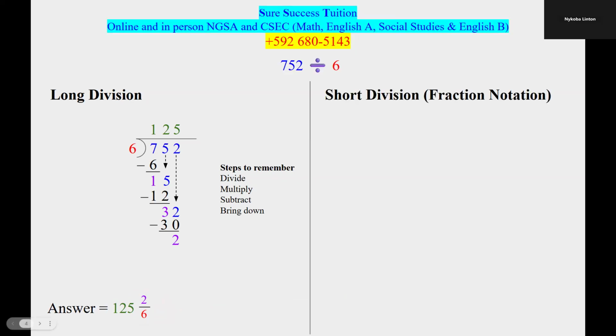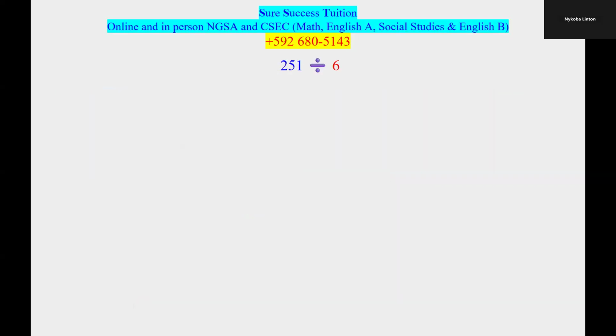So let's try short division fraction notation. Same process. 6 into 6, 1. 6 into 7, 1. We have a remainder, 1. Now 6 into 15, we have 2. We have a remainder, 3. Now 6 into 32, 5. And we have a remainder, 2. So again, the answer remains the same. So we have 125 and 2/6. So let's try this one. Pause the video. Really pause the video. Give it a try.